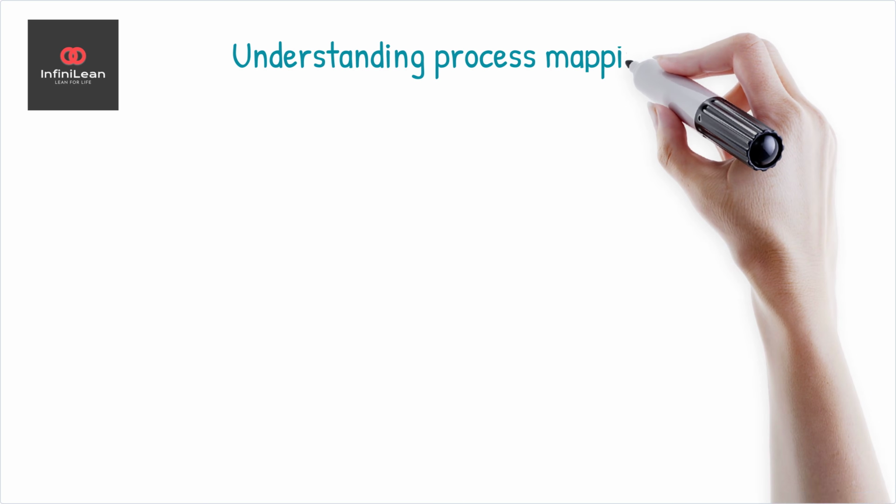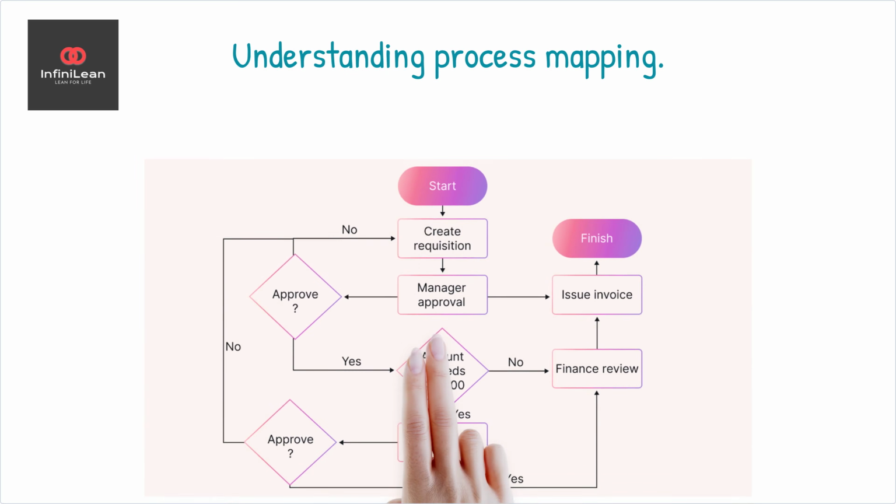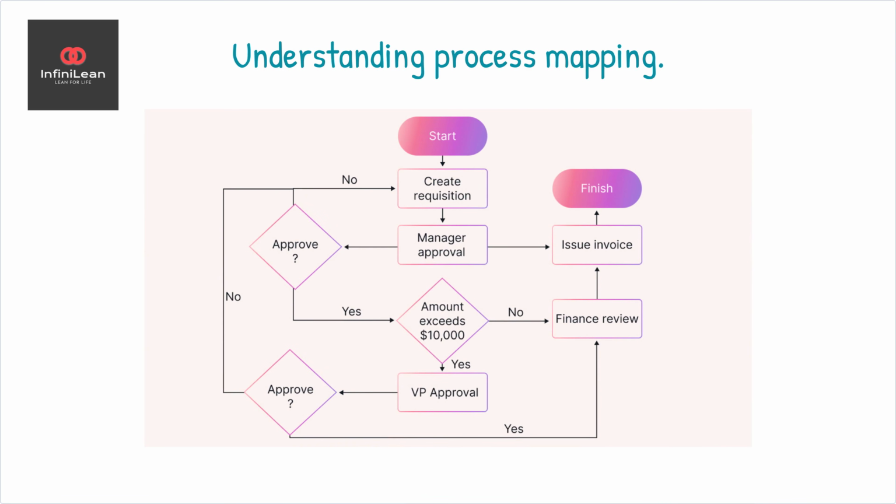Process mapping is a visual representation of a process. It lays out every step from start to finish, offering a clear overview of how work moves through your organization.